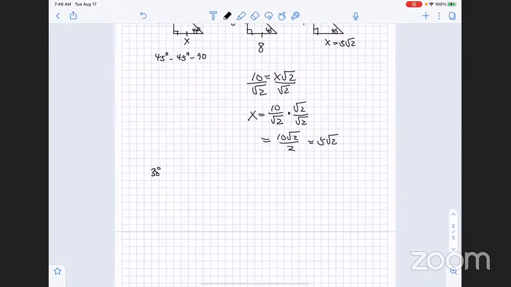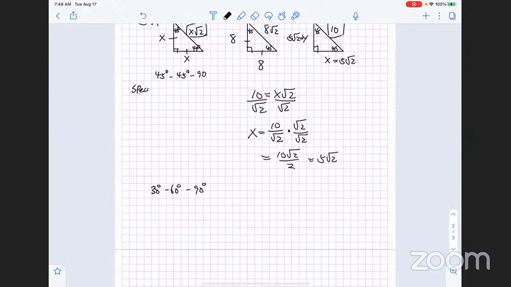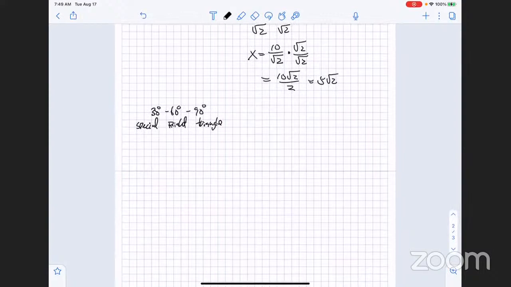Now, if you have 30, 60, 90 degrees, that's called a 30, 60, 90 special right triangle. So this is called a special right triangle, and this is a special right triangle. Now, this is a very important part, because sometimes you have these situations, and this is not to scale by any means. So what if I have 30 degrees, 60 degrees, 90 degrees? How do I remember this ratio?